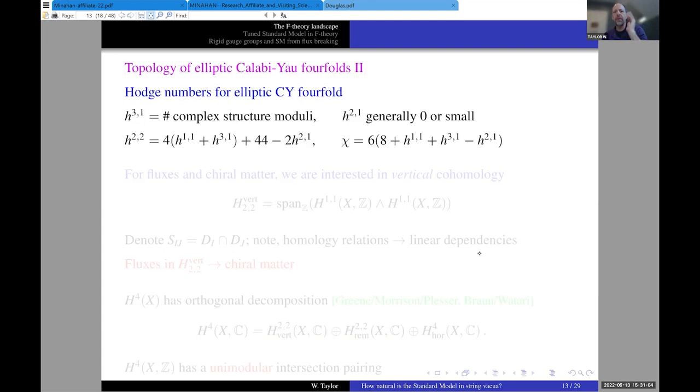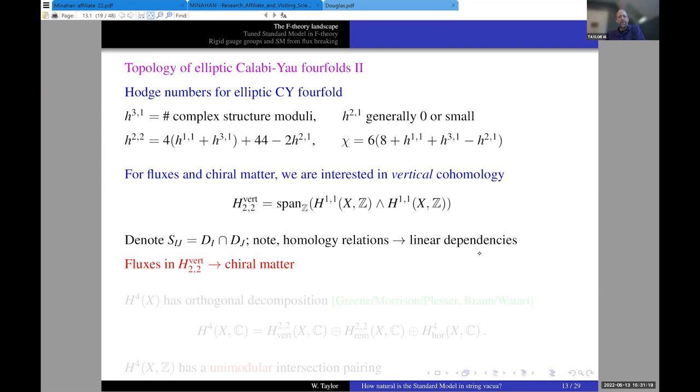So in general, the Calabi-Yau fourfold will of course have other Hodge numbers. H31 is the number of complex structure moduli. Generally H21 is small. H22, which we'll be interested in, is related by an identity to the other Hodge numbers, as is the Euler characteristic. So we're interested in H22, the 2-2 cohomology of this Calabi-Yau fourfold. And to understand fluxes and chiral matter in F-theory, we're interested in a particular class of cohomology classes, vertical cohomology, which are basically generated by the intersection forms of divisors, at least in the Poincaré dual picture.